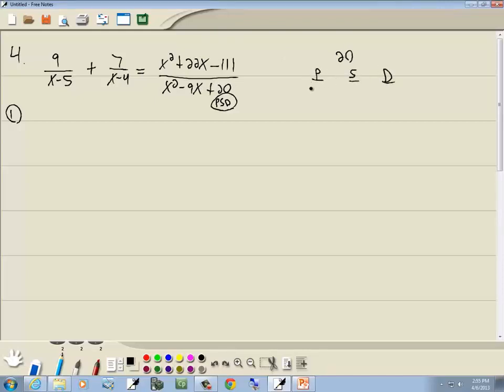P column, we list all products, give us 20. We got 1 times 20, 2 times 10, 4 times 5. The S column, we add them together. 1 plus 20 is 21, 2 plus 10 is 12, 4 plus 5 is 9. Difference column, we subtract them, smaller from larger. 20 minus 1 is 19, 10 minus 2 is 8, 5 minus 4 is 1. The number we're looking for is a number in our middle term, which is 9, which is right here, so we're going to use 4 and 5.